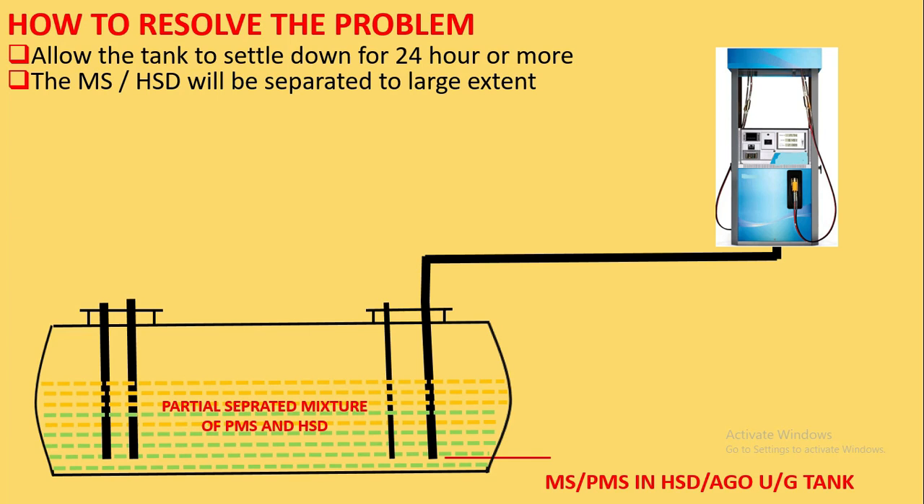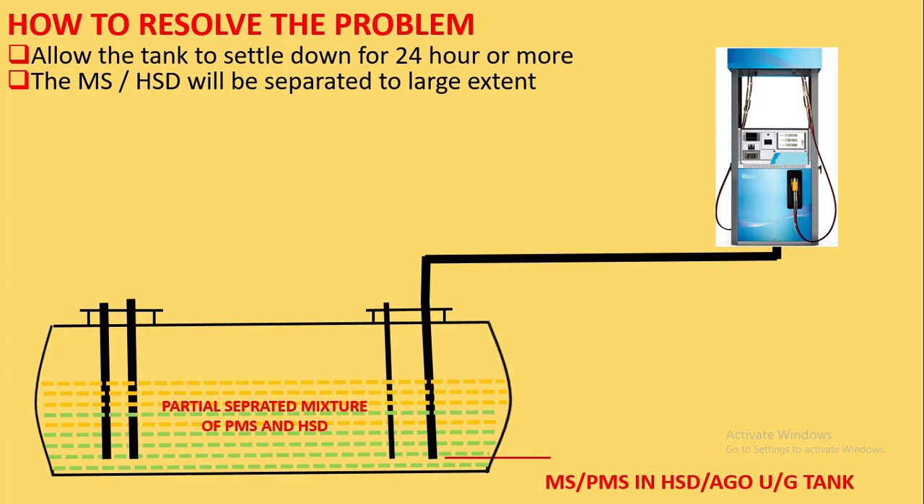Because of the density difference of the MS and HSD, it will get segregated automatically with a very thin layer of the interface, which will have even the mixture available. Since you have mixed MS into the HSD tank, the bottom portion, because of the higher density, will be the HSD, the top layer will be the MS, and the interface layer will carry the MS and HSD.